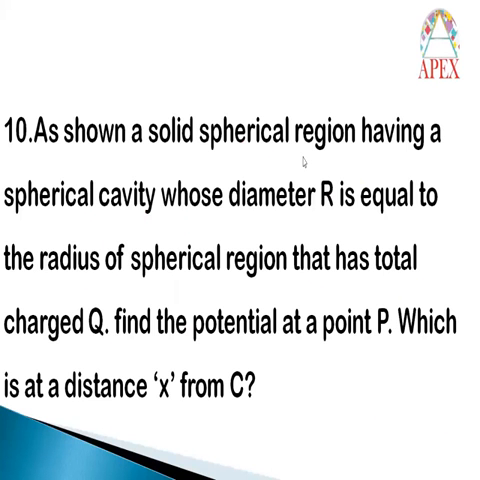Now, question number 10. As shown, a solid spherical region having a spherical cavity whose diameter r is equal to the radius of the spherical region has total charge q. Find the potential at a point P which is at a distance x from C.